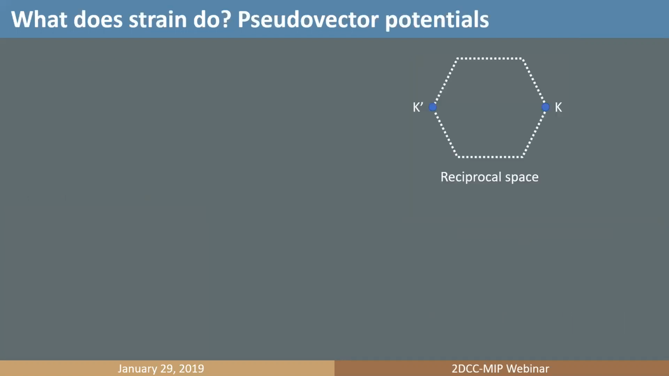So how does strain manipulate this? Imagine an unstrained graphene lattice, which looks just like a hexagon in the reciprocal space. If we strain it, now what happens? The hexagon distorts.